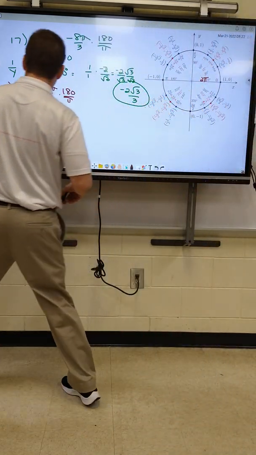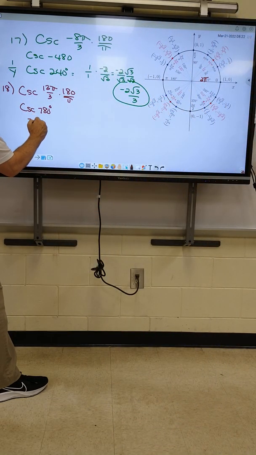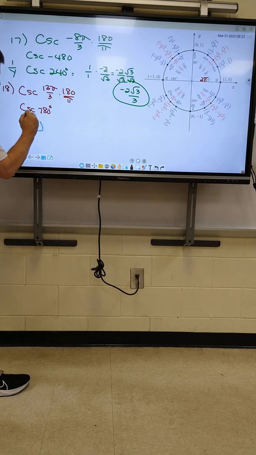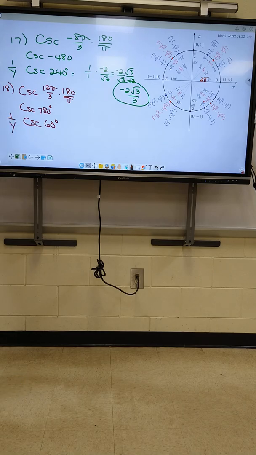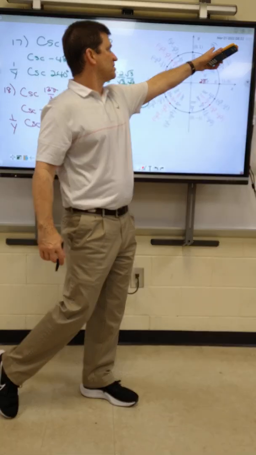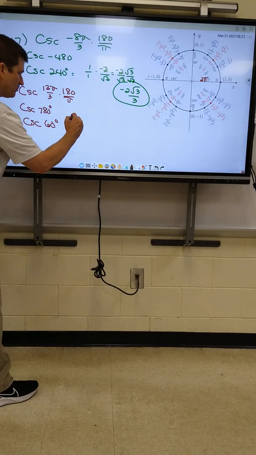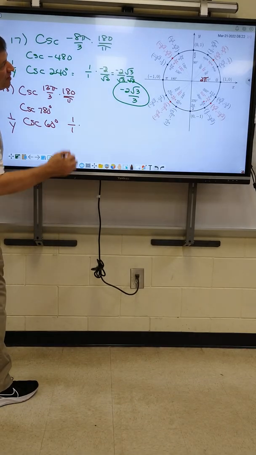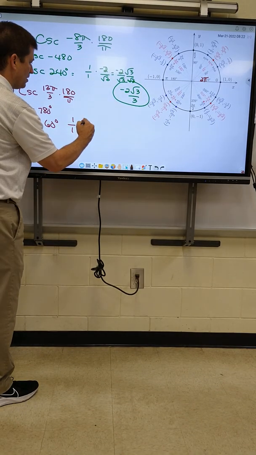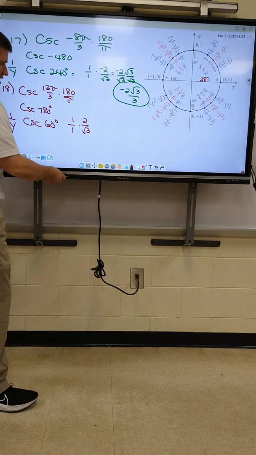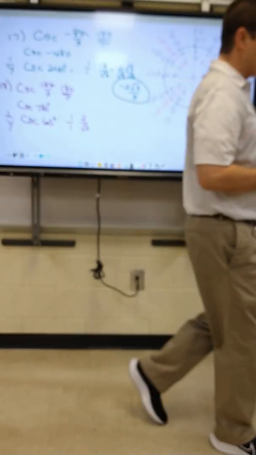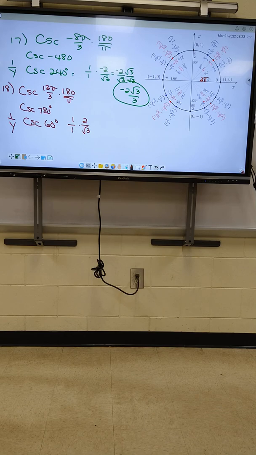All right, I got 60 degrees. Cosecant of 60 degrees, and now we can do our 1 over y. So 60 degrees, this is basically what we just did. 1 over 1 times, I gotta flip my bottom fraction. We'll let y'all finish it from there. Can't leave a square root on the bottom, so you'll have to fix it.